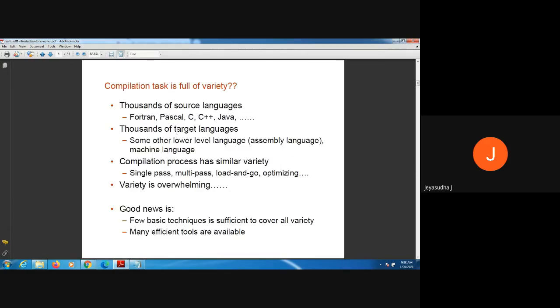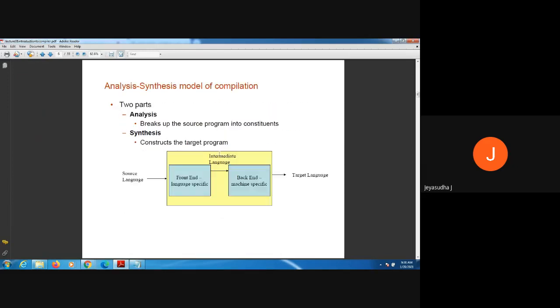So they have put whatever I have said in simpler words. Source languages can be C, C++. We have assembly language also, and machine language also. So all these things are going to be taken into account.